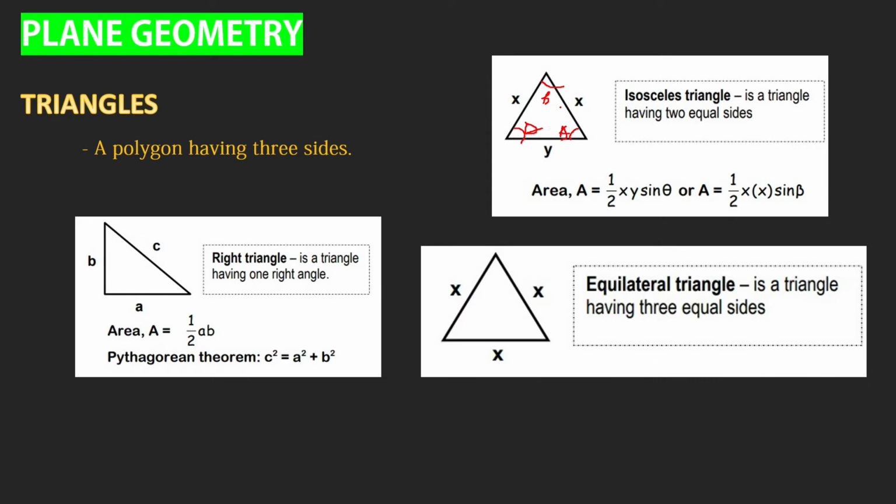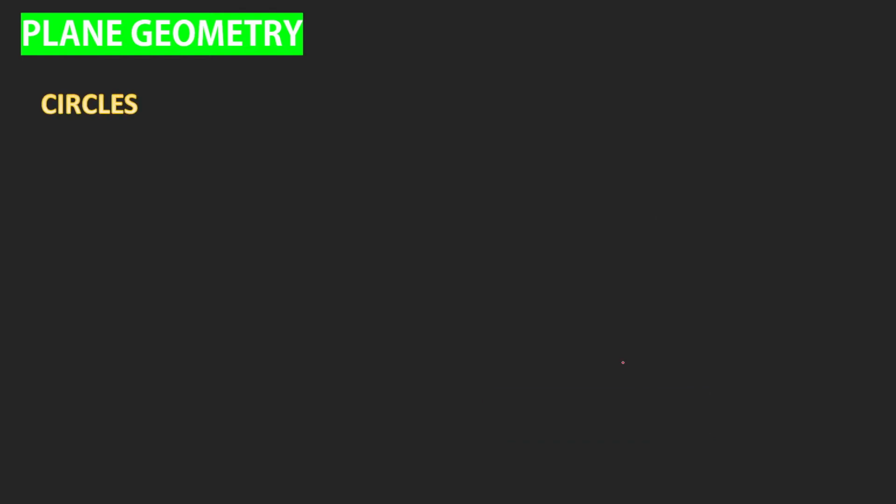So, meron tayong equilateral triangle. It's a triangle having three equal sides. Ang interior angle niyan is 60 degrees, 60 degrees lahat yan. Ang formula niya, pwede tayong gumamit ng sine rule, 1/2 x squared sin 60. Okay? Next, we have circles.